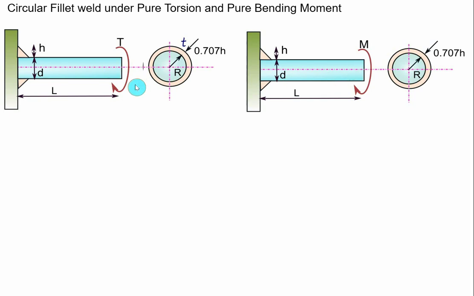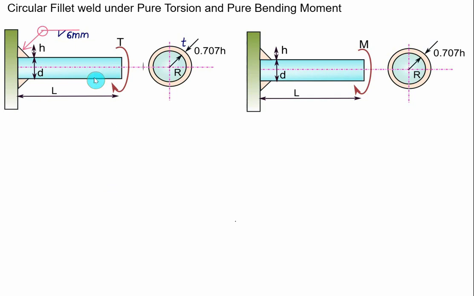First of all, we'll discuss two cases: when we have a circular cross section of a pipe subjected to pure torsion, or a circular cross section subjected to a pure bending moment. As per the standard symbol, you have to show the overall welding, that is a circular welding, and we have a fillet weld. You have to mention the size of the weld here, let's say equal to 6 mm.